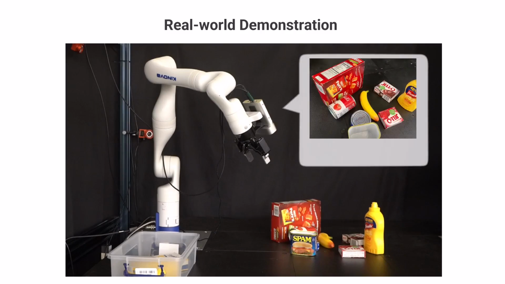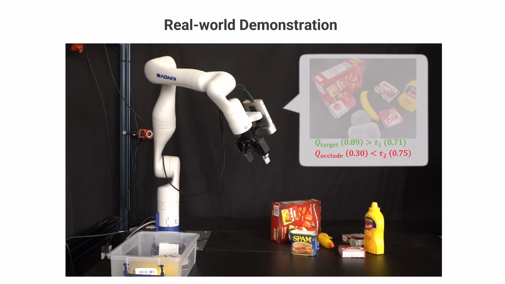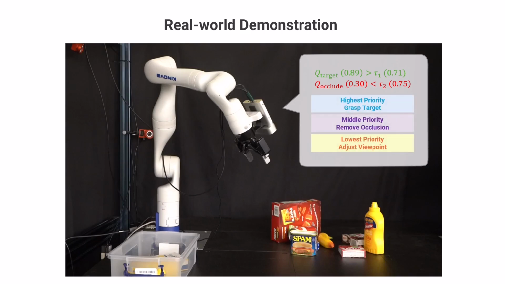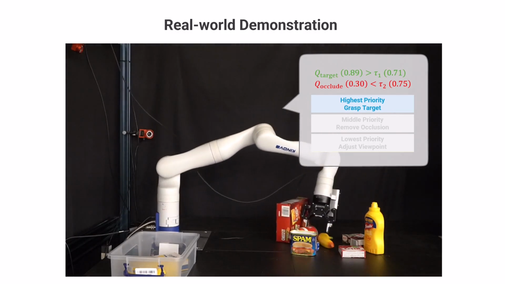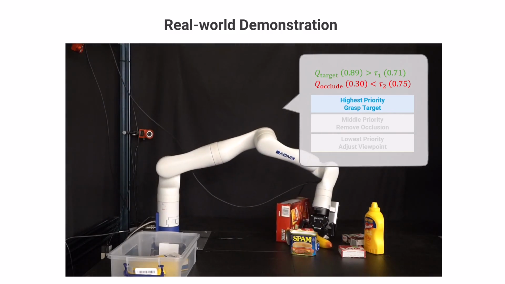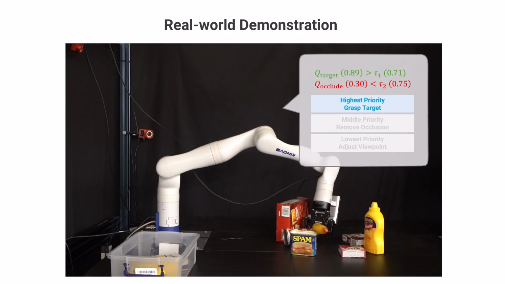With the improved viewpoint, the Q value for grasping the target now exceeds threshold tau1. Confident in its estimation, the agent proceeds to grasp the target, successfully completing the task. This sequence illustrates how XPG-RL combines perception, priority-guided reasoning, and learned thresholds to act efficiently in cluttered real-world environments.